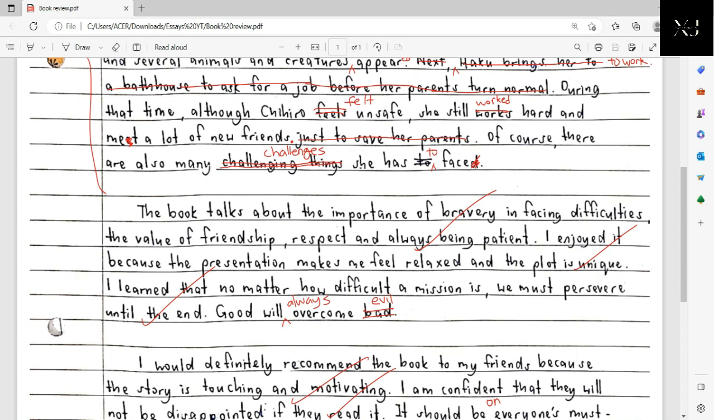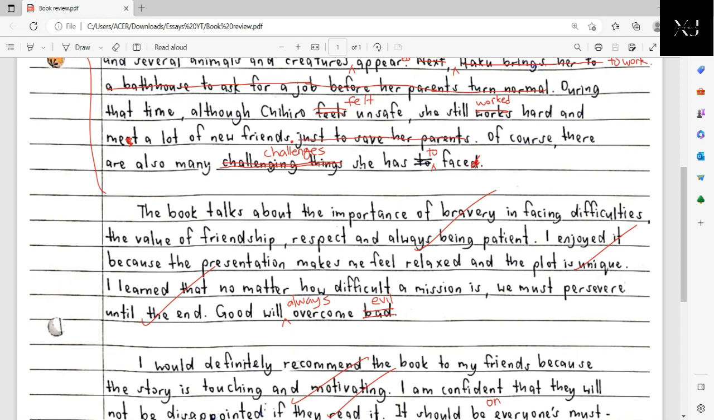Same goes for respect and always being patient. Okay, maybe for patience, you can say that this character shows that she's being really patient. You cannot just say, oh, this reminds me. You cannot say the character in this book is really patient and I like this about her and I want to learn this from her. She inspired me to be more patient.